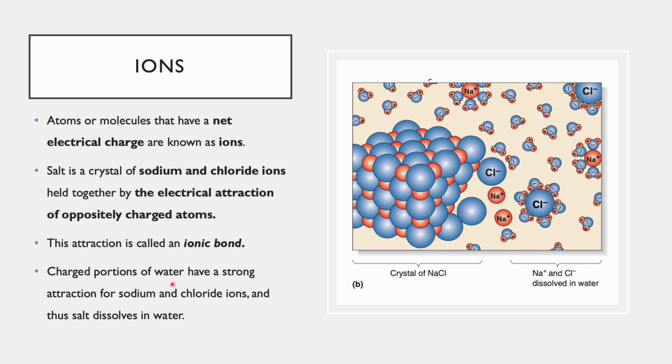Charged portions of water have a very strong attraction for sodium and chloride ions, and thus salt dissolves in water. The salt dissolves readily because the charged portions of the water molecule have this stronger attraction for both sodium and chloride than the ions have for each other.